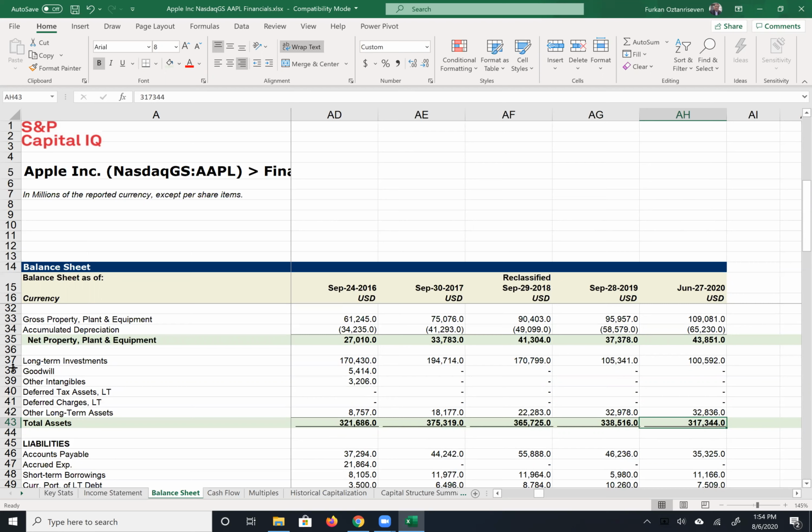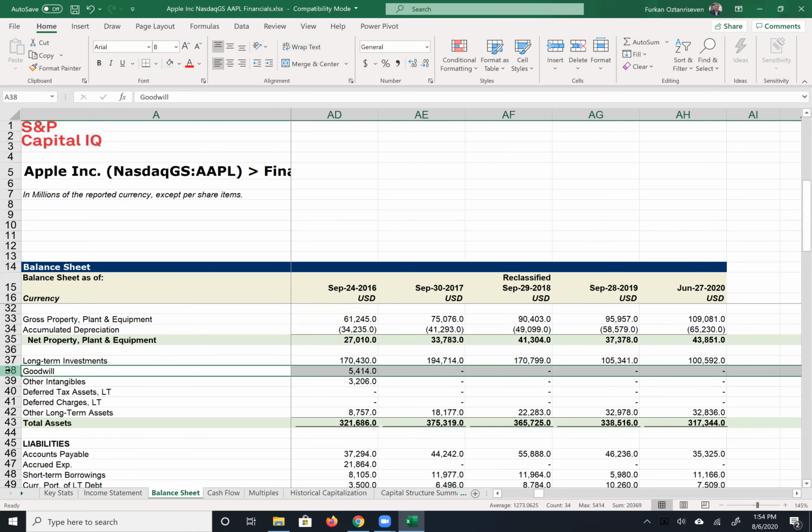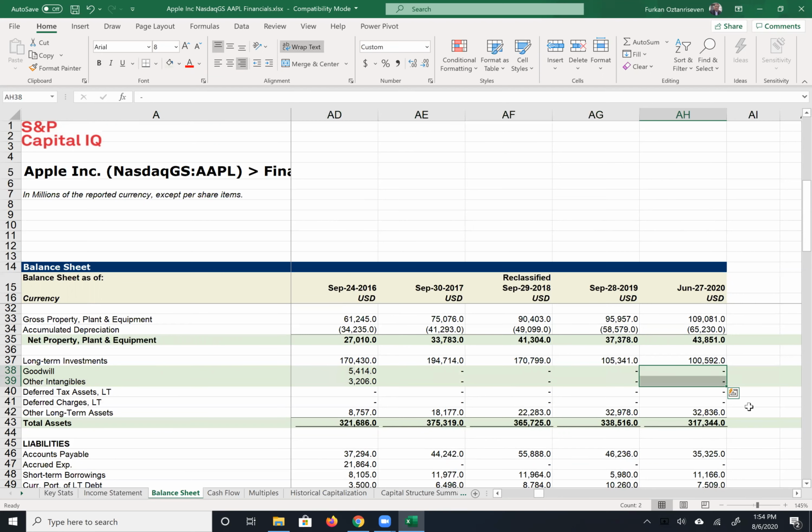Another thing that investors must be careful about is the intangibles and goodwill. So Apple doesn't put any intangibles or goodwill here, but sometimes in a mergers and acquisitions phase, you may end up having some goodwill, which may have some value or no value to investors. So we gotta be careful about those as well.